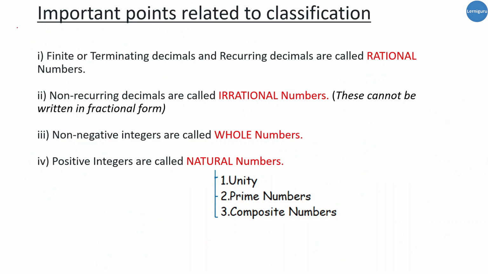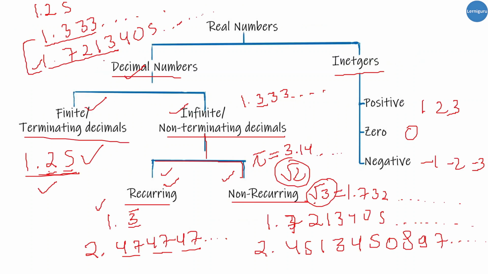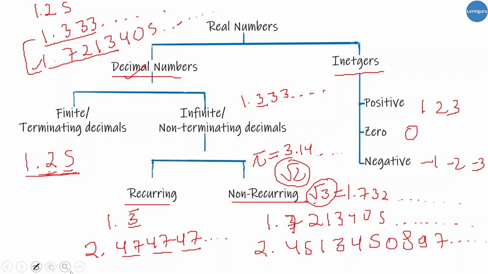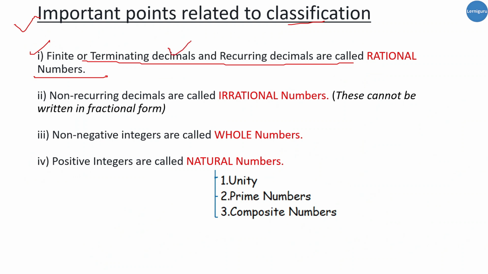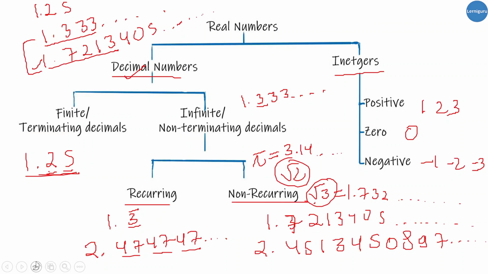Now see a few important points related to your classification. First point: finite or terminating decimals and recurring decimals are called rational numbers. The definition of a rational number is a number that can be written in p by q form. Numbers in p by q form are called rational numbers. So terminating decimals and recurring decimals, these two are rational numbers.